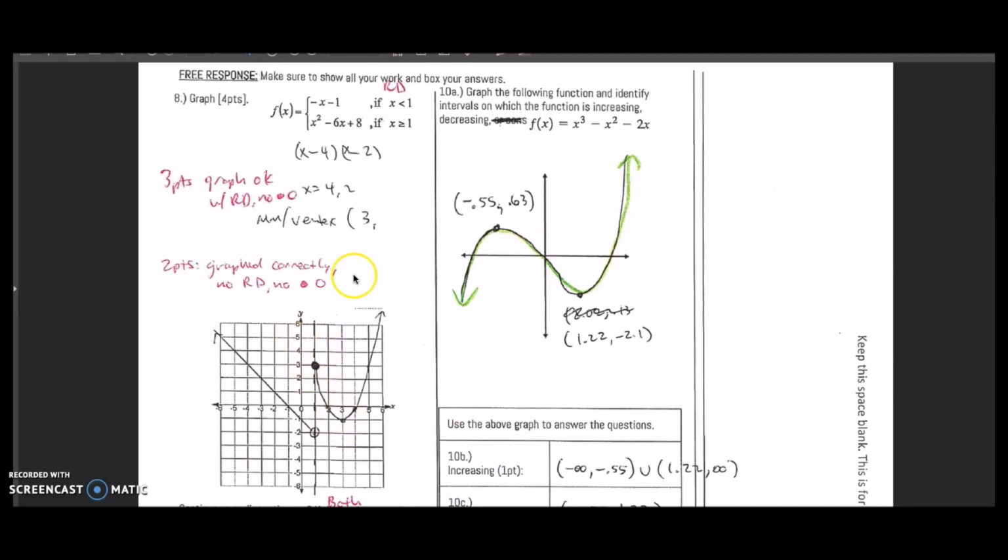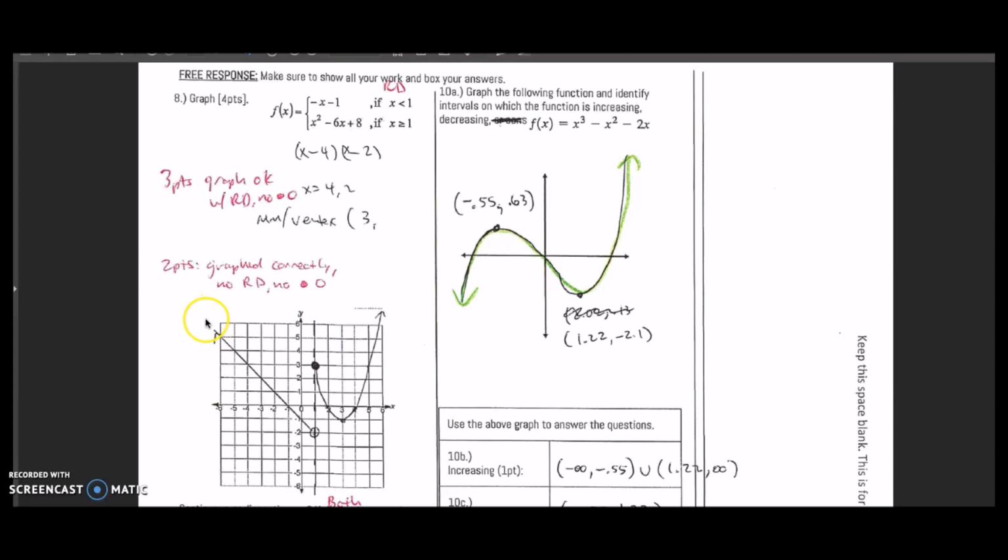And then at 1, you need values that are bigger than or equal to 1. So that's a closed circle, and then everything to the right. So that means this part over here, you would just erase. I gave you 3 points if your graph looked okay, with the restricted domains correct, but you didn't have any open or closed circles, or maybe those were incorrect. I give you 2 points if you graphed one of these correctly.